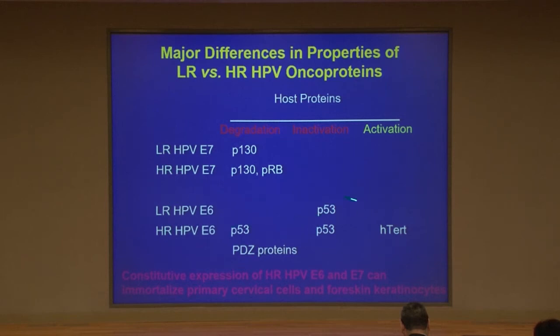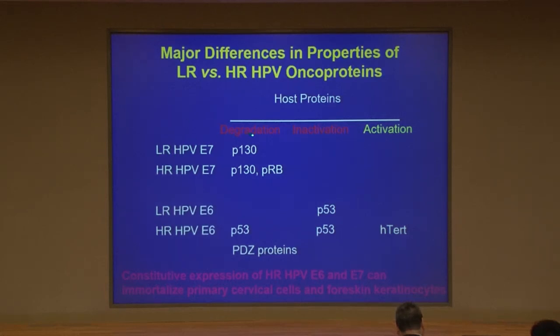Now, low-risk virus can inactivate P53, and that's enough to support the viral DNA amplification. The high-risk not only inactivates, it also degrades. In addition, it can also degrade many PDZ domain containing proteins. These control cell polarity and signaling, so very important proteins. Then the high-risk E6 can also activate hTERT. This is the one maintaining the telomeres. So these basic differences really enable the high-risk virus, E6, E7.